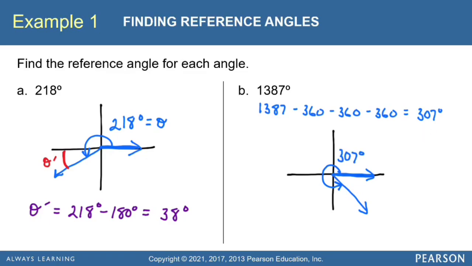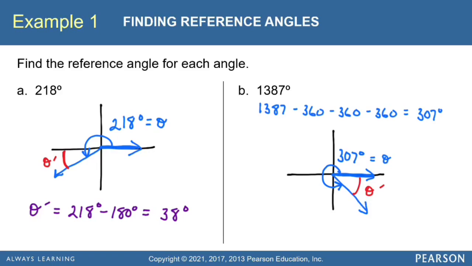So I'm going to call this our 307 degree angle, and of course this is our theta. And then the reference angle will be the little slice between the terminal side of theta and the nearest horizontal axis. So right here is our reference angle, theta prime.